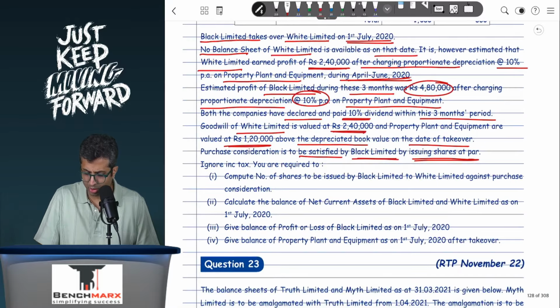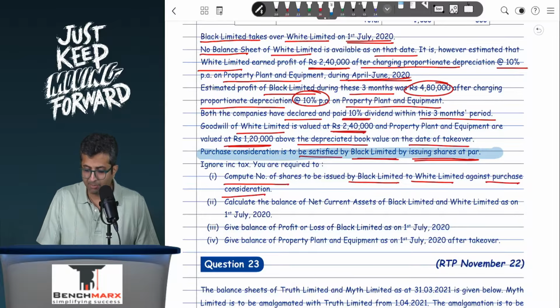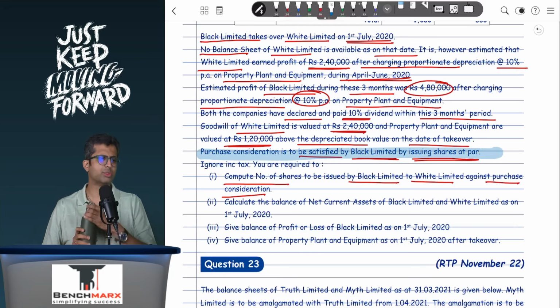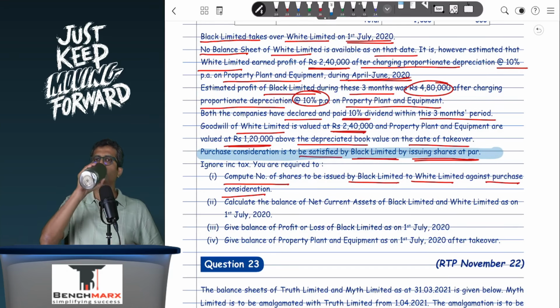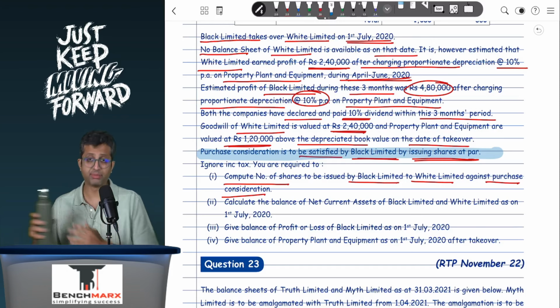Ignore tax and you are required to compute the number of shares to be issued by Black to White against the purchase consideration. Now PC over here will be calculated how? Well, PC they have just mentioned is to be satisfied by Black by issuing shares at par, but how many shares? Have they told you that? No. So how many shares will be issued? Well, that depends on the net assets.